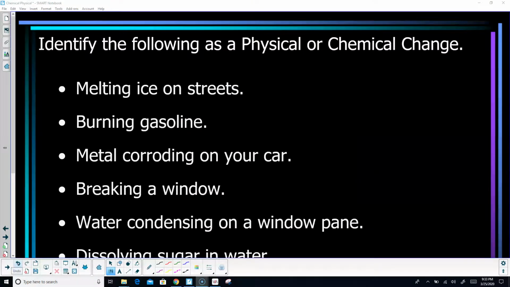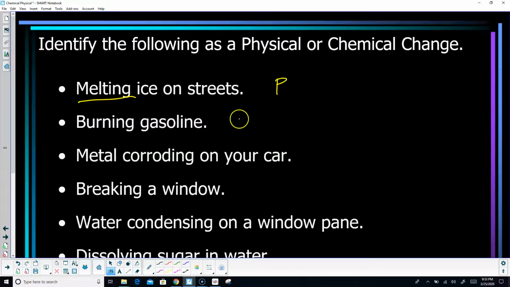Okay, here we're going to do just a real quick review, looking at physical or chemical changes. Melting ice in the street. So once again, anything dealing with changes in state is going to be physical, because think about ice melting. Okay, that ice melts, turns into water. If it gets cold again that night, it refreezes, turns back into ice, so you can undo it. Definitely going to be physical.